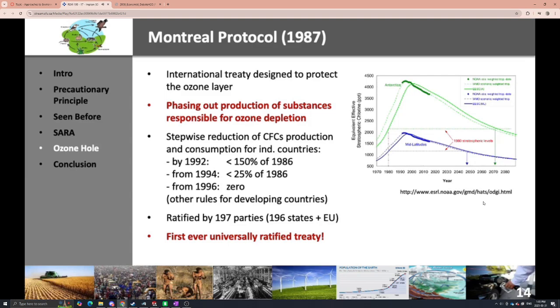The Montreal Protocol is a landmark treaty because it was the first time that an environmental treaty was universally ratified by all countries in the world. So the world really came together to combat this environmental challenge in a united and decisive way. So the question, of course, is, did it work?